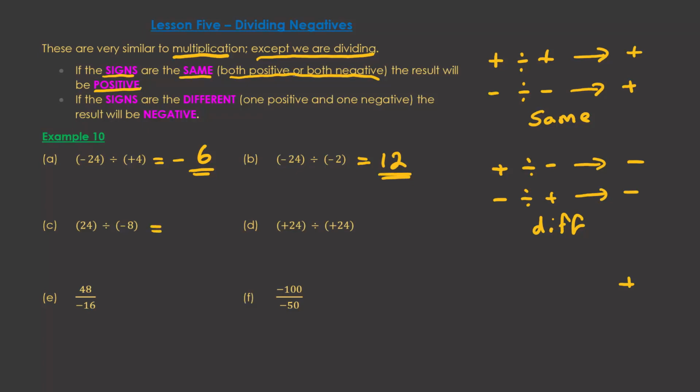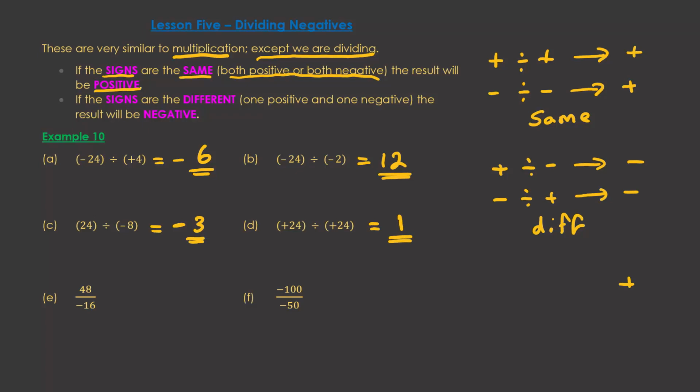Positive divided by a negative, signs are different, the answer will be negative. 24 divided by 8 is 3. Positive divided by a positive, that's going to be a positive. 24 divided by 24 is 1.